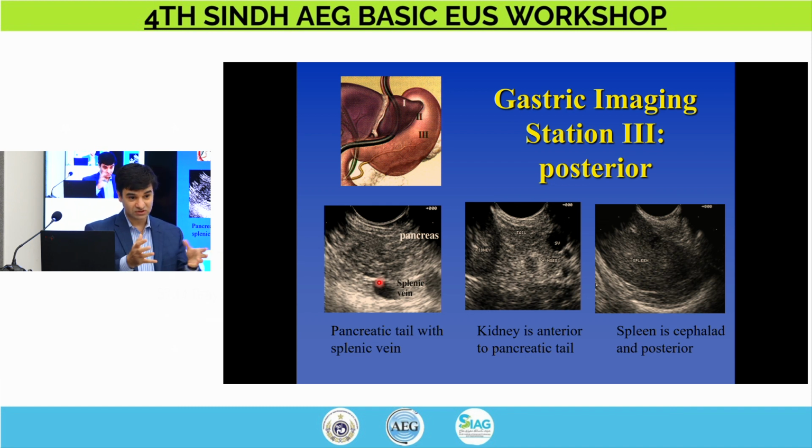So the way we emphasize this with our fellows is if you're ever lost within the abdomen and you don't know what you are looking at, try and find the portal vein. That is the one that will show you where the structures are, and we'll keep going over that through the course today.